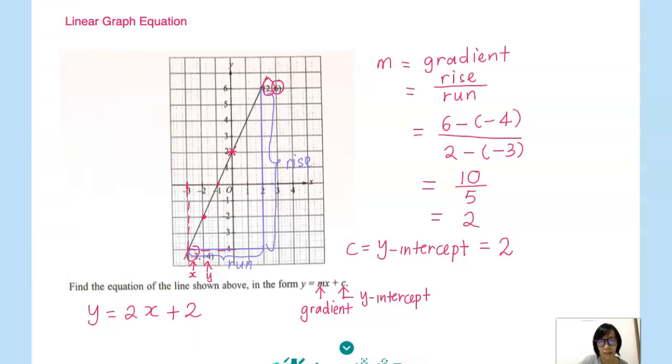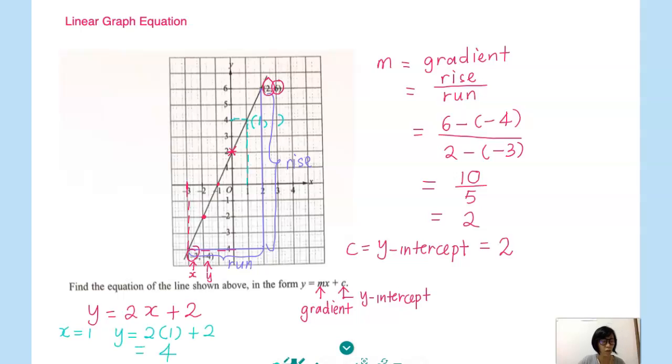So let's say when x is equals to 1, what will be the value of y? We know from the graph it's supposed to be 4. So if we get the equation correct, then we will be able to use the equation as well. When x is equals to 1, we put in the value of x plus 2, so yep, we got y equals to 4.